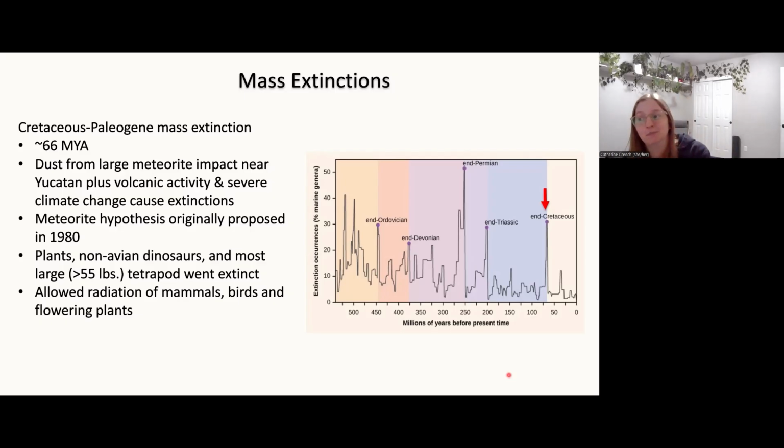In this, a lot of plants, most of our large tetrapods, and our non-avian dinosaurs went extinct. And by non-avian dinosaurs, we mean everything except for the ancestor of birds, because birds are in the dinosaur group. In response, though, this allowed the diversification of mammals, which is us, and birds and flowering plants, all of which are really exciting and all of which are what we see today. So the result of this mass extinction created our habitat now.